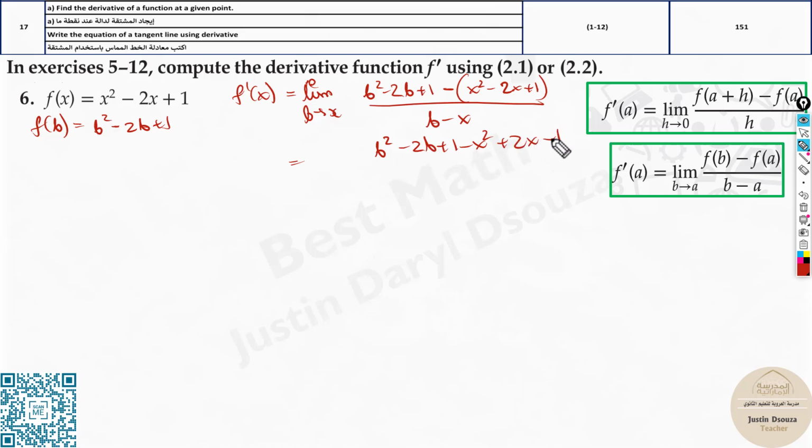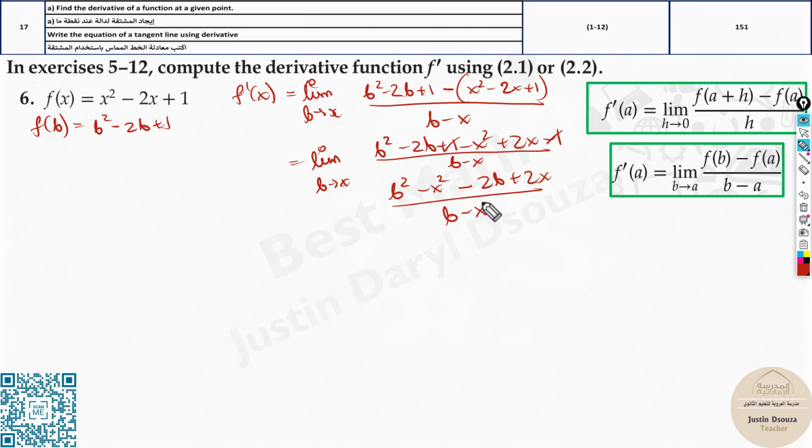Now what we can see here is that only this 1 and 1 cancel off. What else? We can write b squared minus, okay, I did not write the denominator. Here we have the denominator b minus x. Don't forget that. Even the limit you should not forget. I'm just a bit lazy writing it all the time. These are basic things, you must have them. Now I'll group b squared and x squared together, and then we have minus 2b plus 2x divided by b minus x.